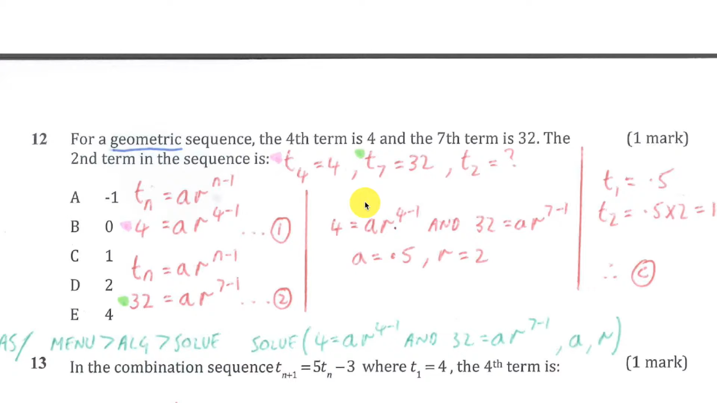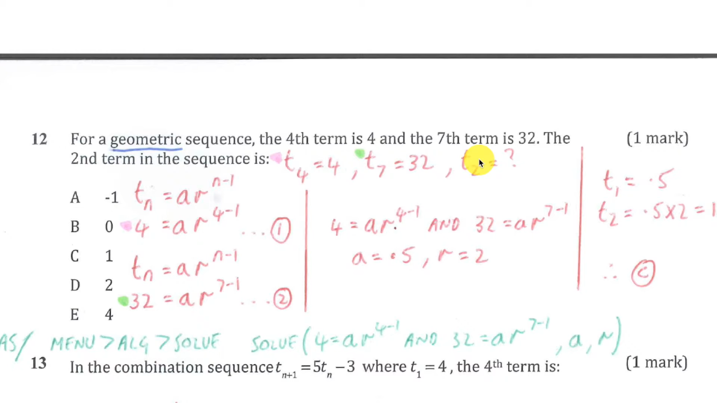12. For a geometric sequence, the fourth term is 4 and the seventh term is 32. What is the second term in the sequence? So we know that's geometric. We know that the fourth term is 4, so I can say that T4 equals 4. I know that the seventh term is 32, so T7 equals 32, and I'm after T2, the second term.